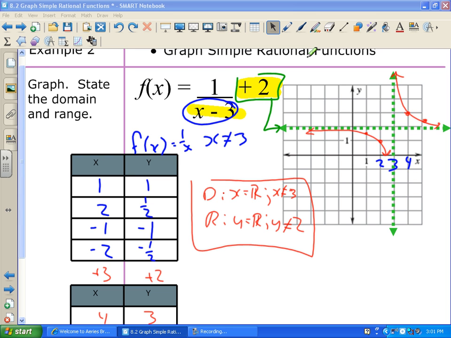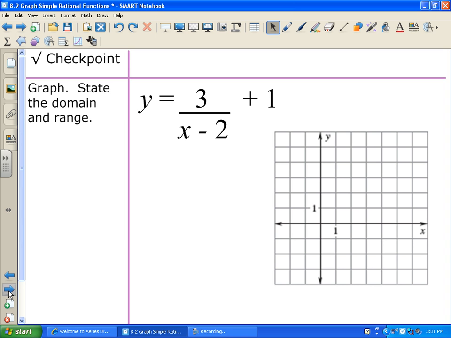I think you guys got another checkpoint coming. There you go. Go ahead and pause the video. I was nice and gave you an easier function than the one I just gave you. There shouldn't be any fractions in here if you do your work right. So go ahead and pause the video. Get that bad boy graphed. Unpause it when you're ready to move to the next one.